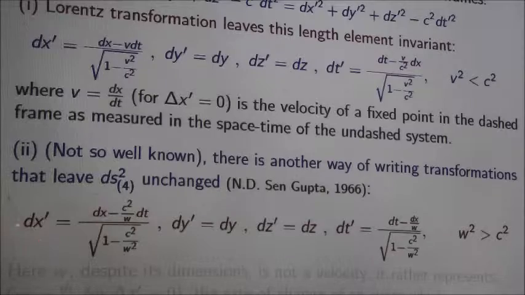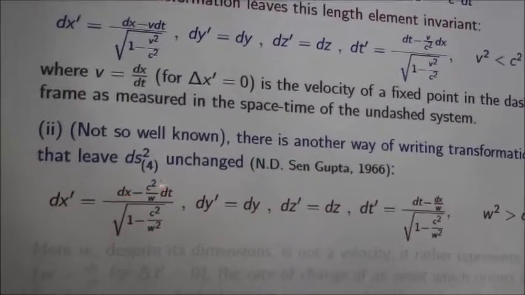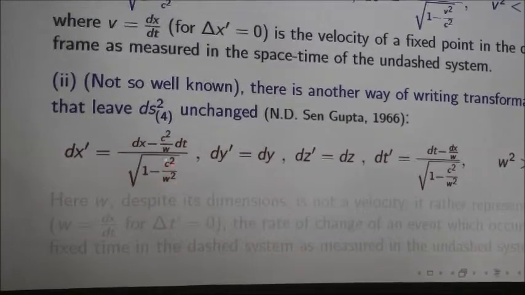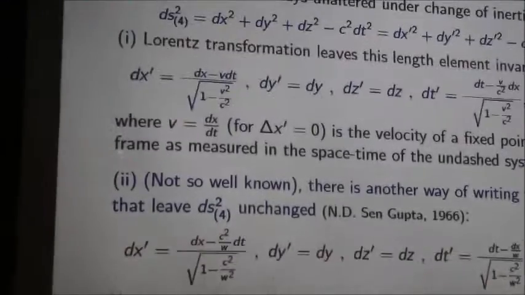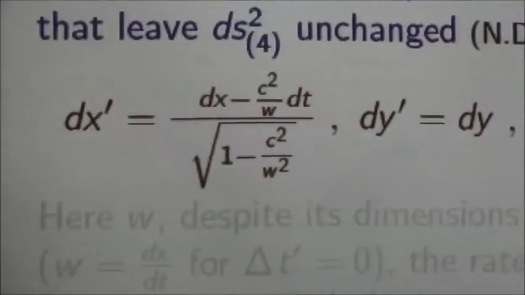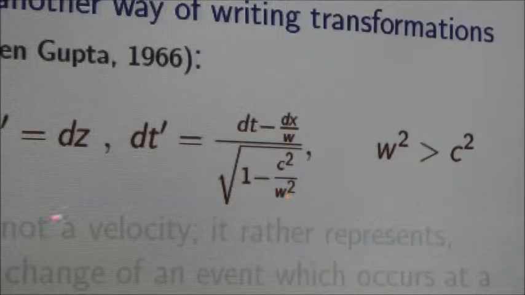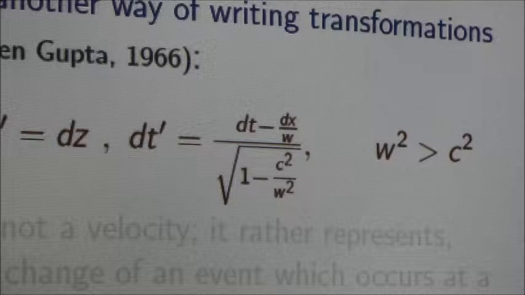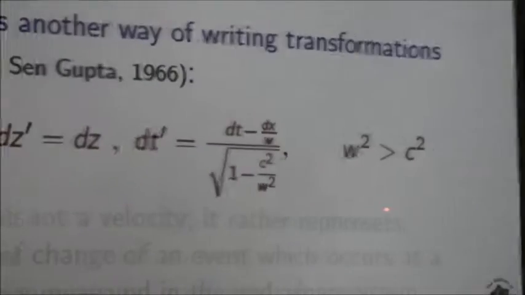So this dx prime is dx minus c squared w dt divided by square root of 1 minus c squared over w squared. Notice c squared over w squared here, and v squared over c squared there. It is like a tachyon, but less so. And y and z don't change. dt prime is dt minus dx by w divided by square root of 1 minus c squared over w squared. Now these transformations are defined when the parameter w that has been introduced is bounded from below, w squared from below by c squared, this constant parameter c.